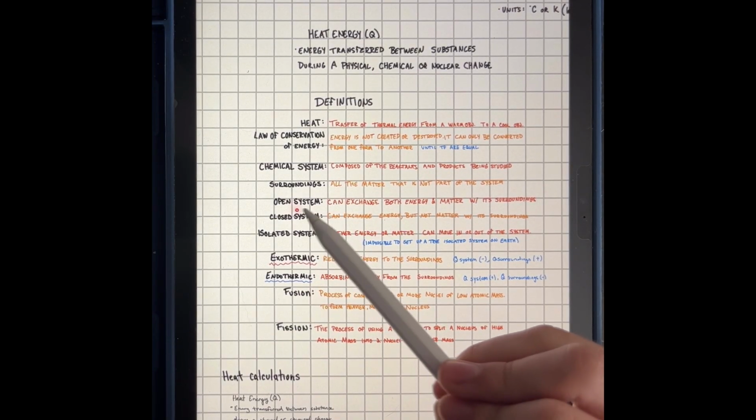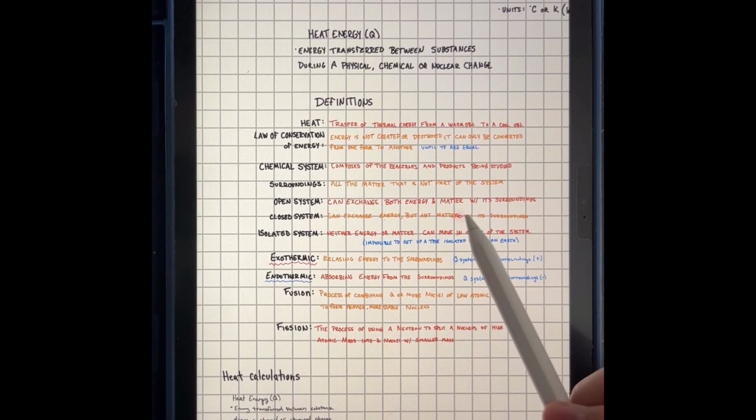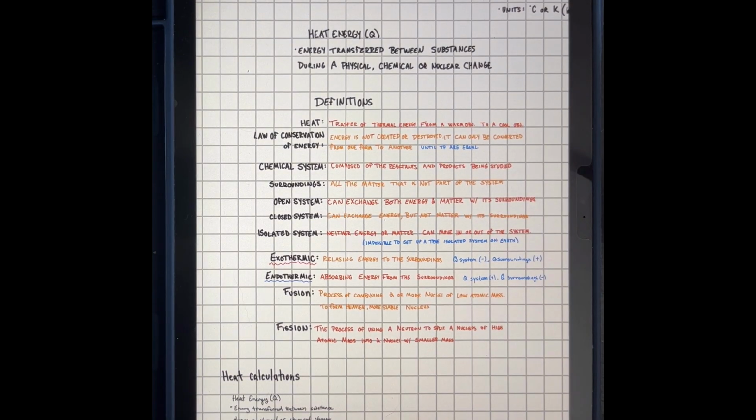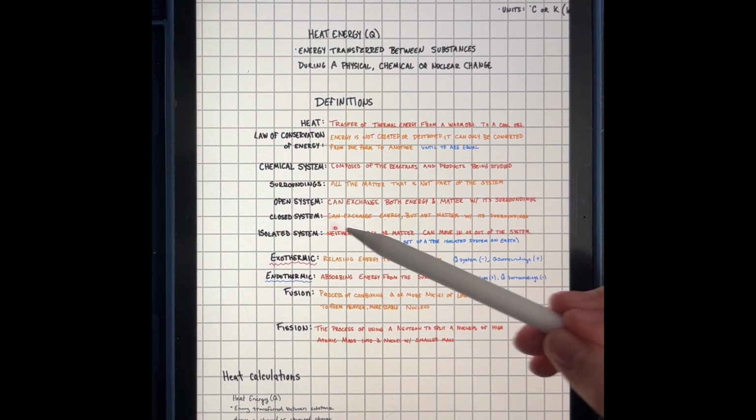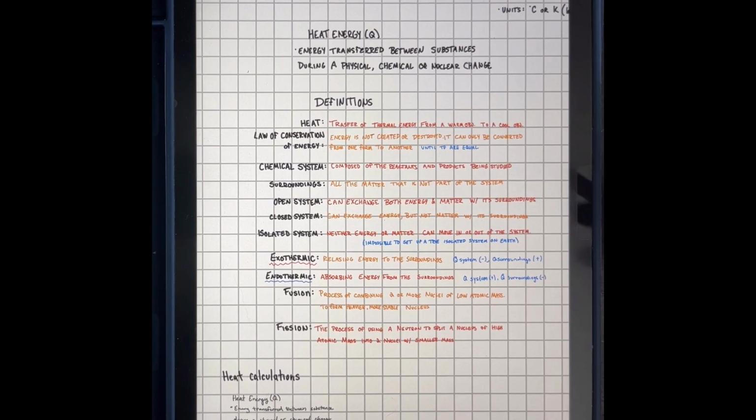So we have open systems. These can exchange both energy and matter with the surroundings. And then we have closed systems, which can exchange energy but not matter with its surroundings. So I like to think of it like a door.